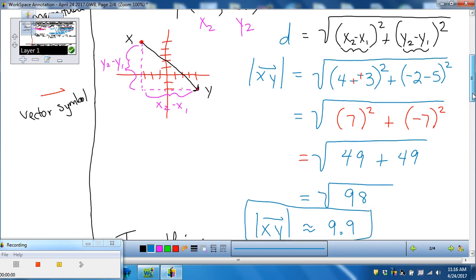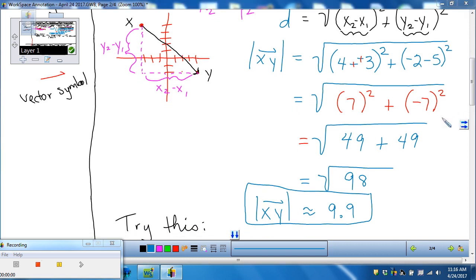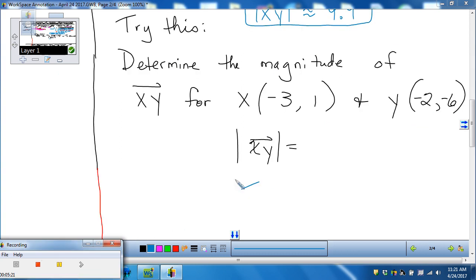Let's go ahead and pause, copy that down, and then get started on the try this that is right underneath this. Okay, go ahead and work on the try this. You are determining the magnitude of vector xy for x, -3, 1, and y, -2, -6. So see if you can determine the magnitude. I will post the answer in a few minutes.